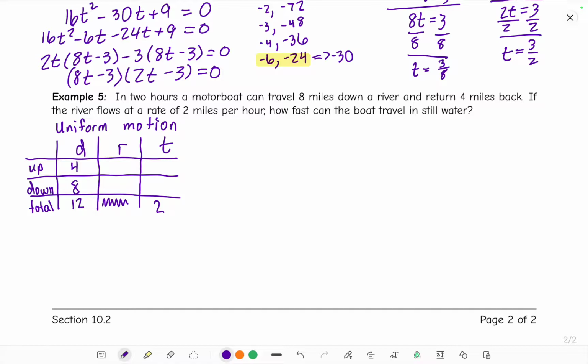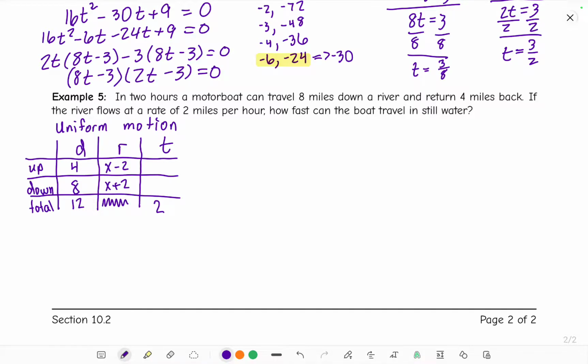Okay, and if the river flows at a rate of 2 miles per hour, how fast can the boat travel in still water? Now this is where you have to remember what we talked about before, where we took the speed of the boat minus the speed of the river when we're going upstream, and then the speed of the boat plus the speed of the river when we're going down. But here, the only unknown is the speed of the boat. I know the river is 2, so going upstream will be x minus 2, and going downstream will be x plus 2.